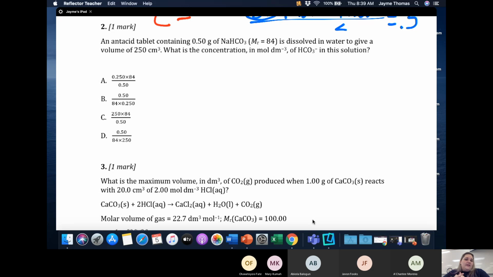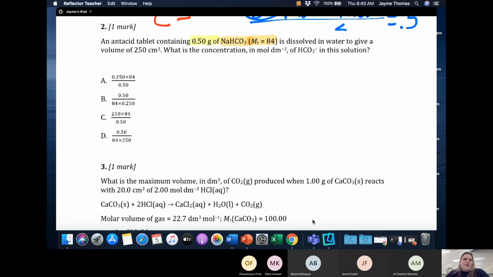So an antacid tablet says it contains 0.5 grams of sodium bicarbonate. Sodium bicarbonate is the chemical name of baking soda. So baking soda is a base, okay? And then they've given us the molar mass here of the sodium bicarbonate. So they gave us the molar mass, and then they've given us the mass right here.